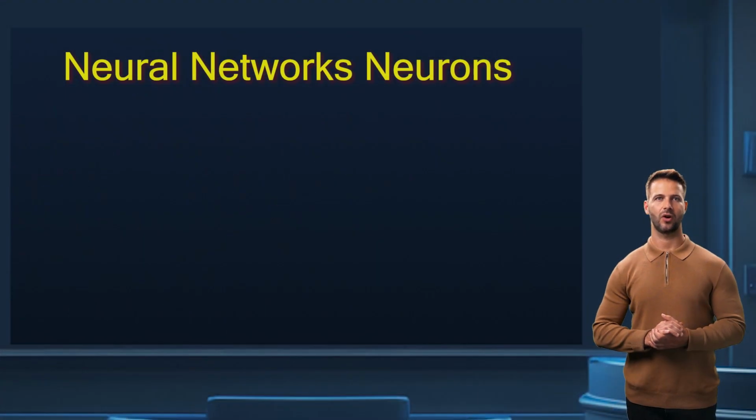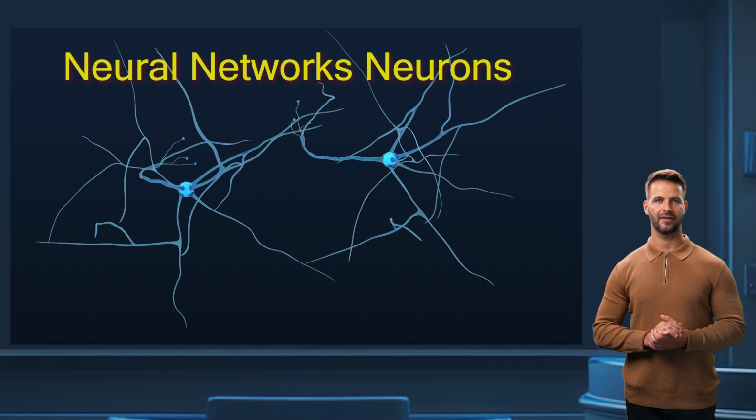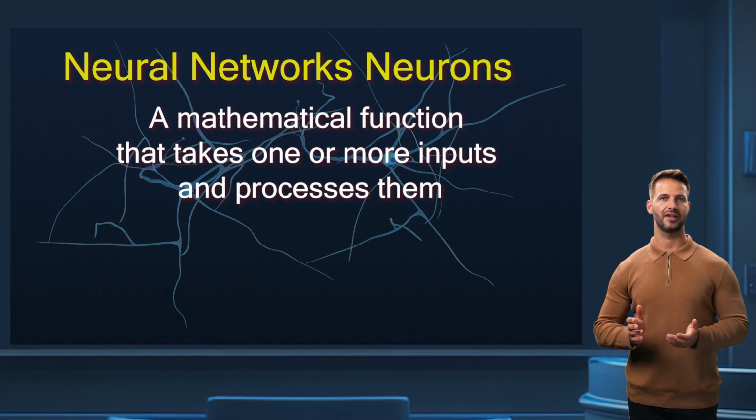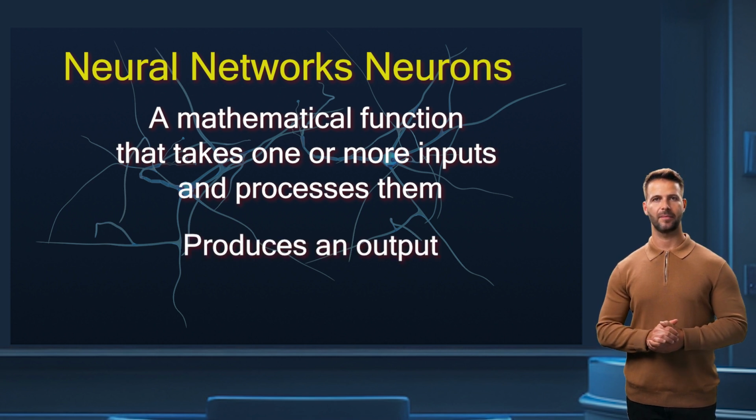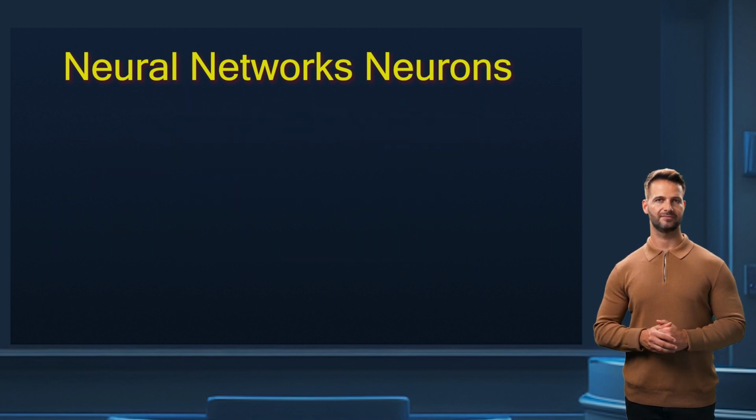As I said, at the core of neural networks are neurons, which are the fundamental building blocks. A neuron is a mathematical function that takes one or more inputs, processes them, and produces an output. Let's break down the components of a neural network.